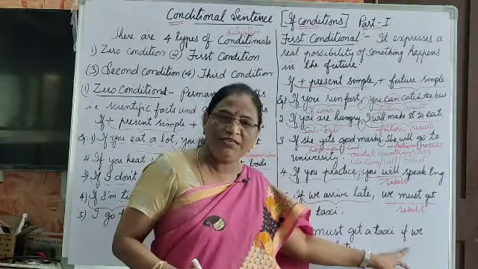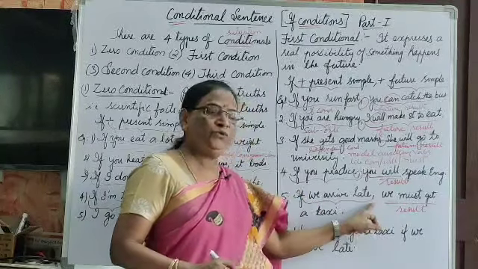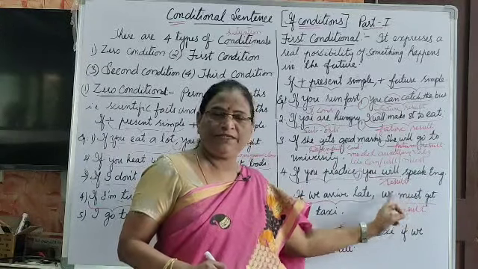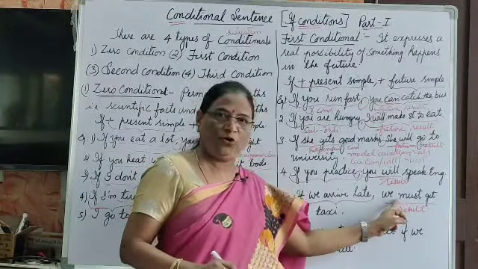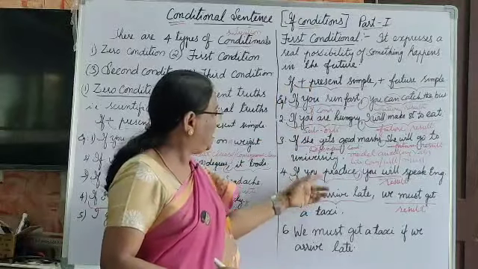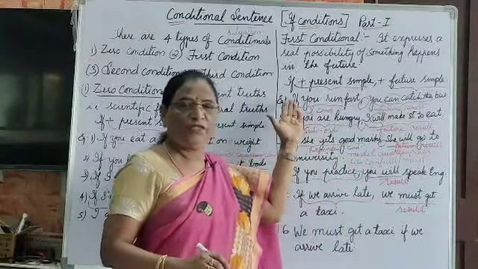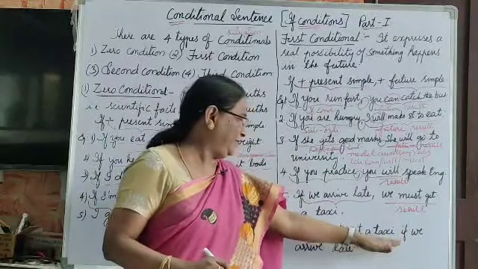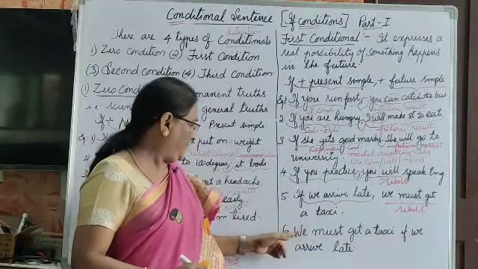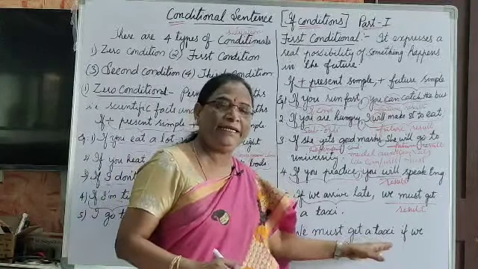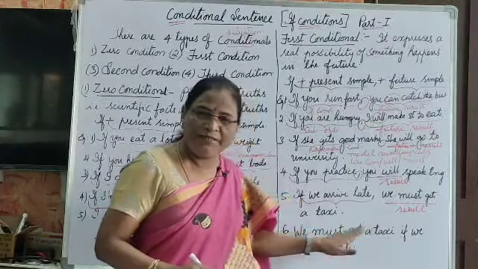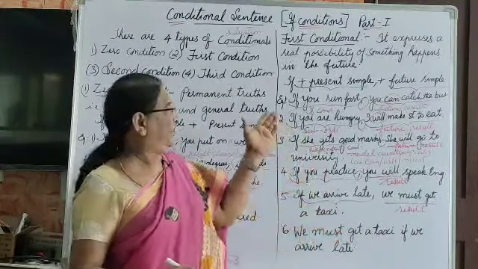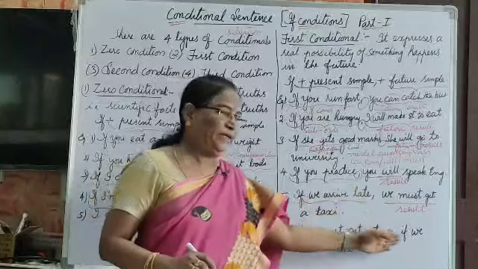But when we use this if in the beginning, we need to use a comma. After the comma, we use the main clause. This is the if clause and this is the main clause. If it is in the beginning, we take a comma, and if it is in the middle, there is no comma in the sentence. See, we must get a taxi, no comma. We must get a taxi if we arrive late. So we can use if in the beginning or in the middle.